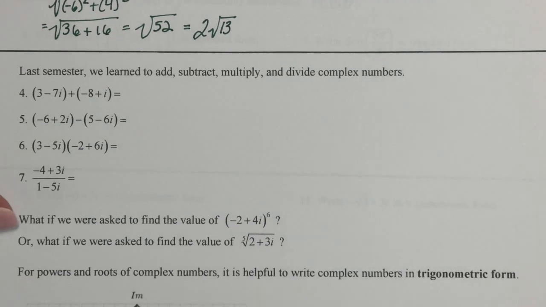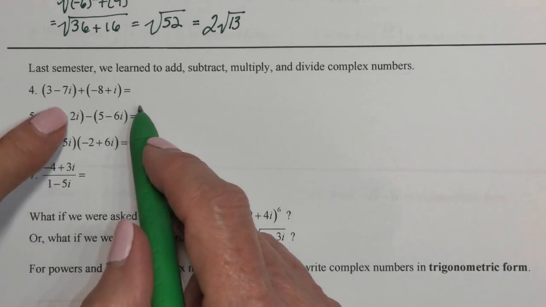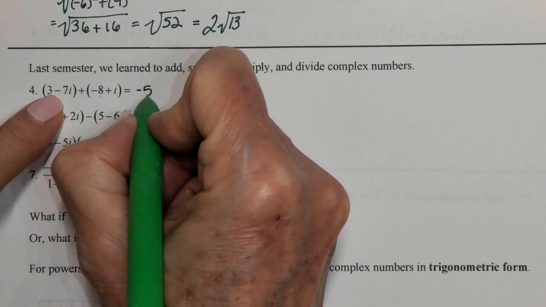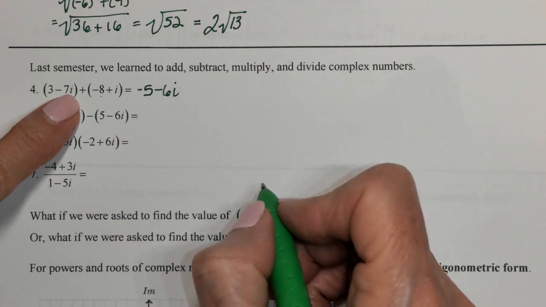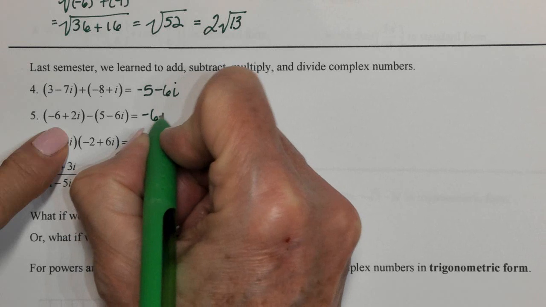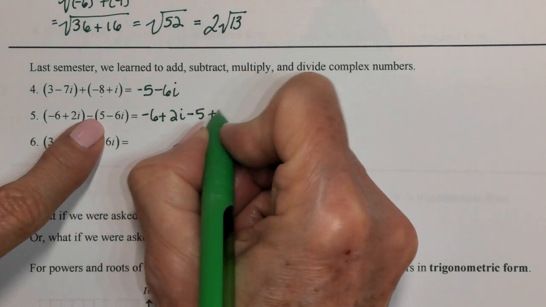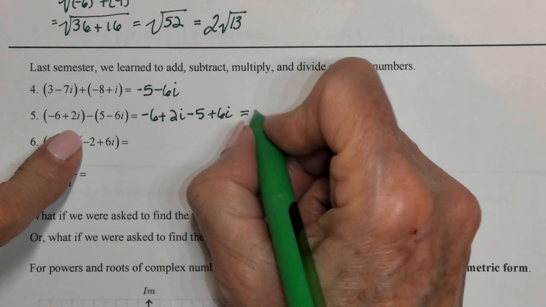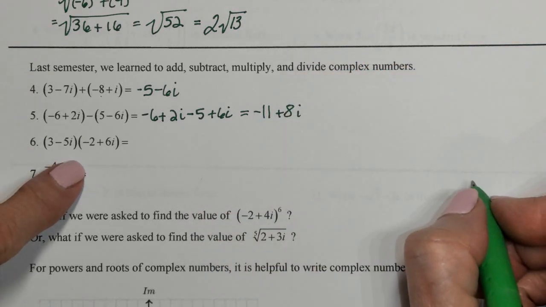Last semester we learned how to add, subtract, multiply, and divide complex numbers. So let's do a quick review of that. I would add the real parts, and I would add the imaginary parts. And that's how we add those two complex numbers. To subtract, I'm going to first rewrite this as negative 6 plus 2i minus 5 plus 6i, distributing that minus through, and then I will add the real parts and the imaginary parts to get that sum.